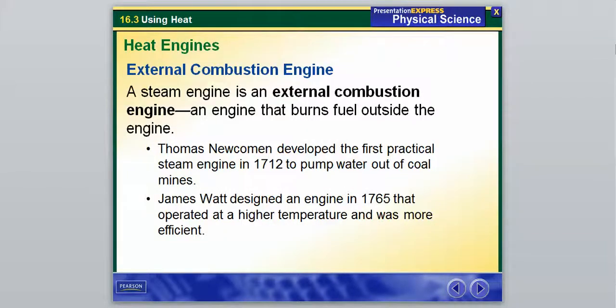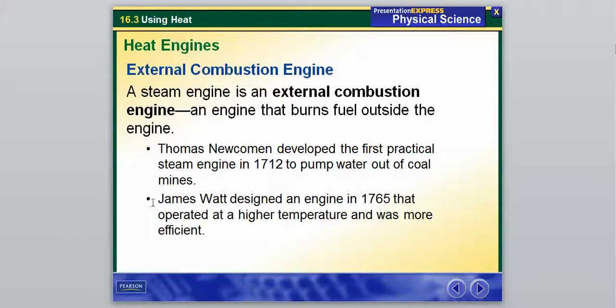So our example that we just looked at is a steam engine. It is an external combustion engine. External combustion engine, and that's a mouthful, burns fuel outside of the engine. So the fuel is actually burned outside of the thing that it's actually powering. So it's burned outside of the engine.